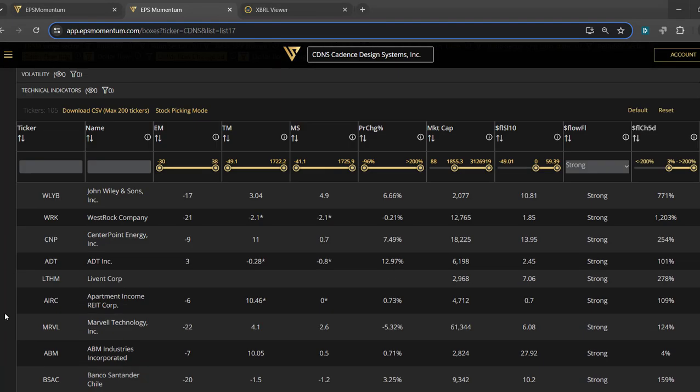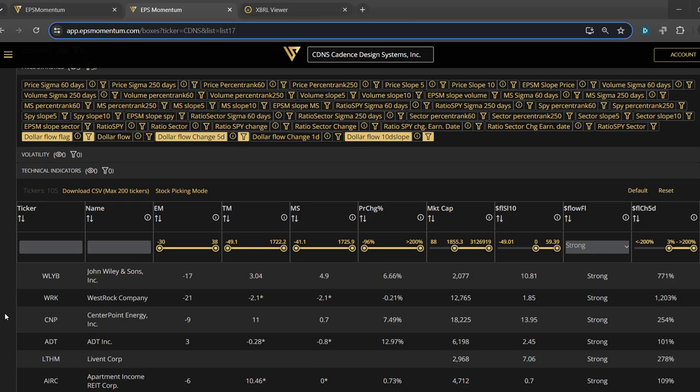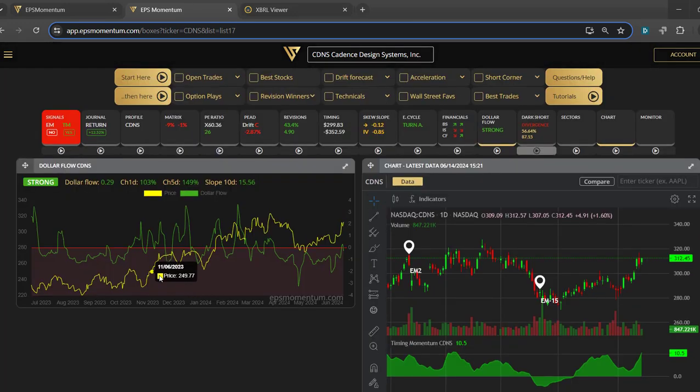So again, very useful to screen for and to add to all the other tools that you have at EPSMomentum.com.